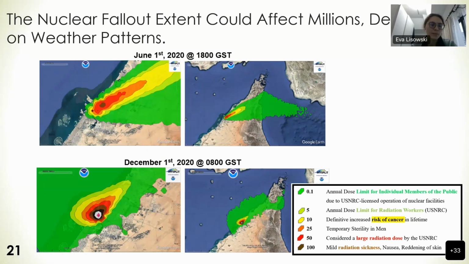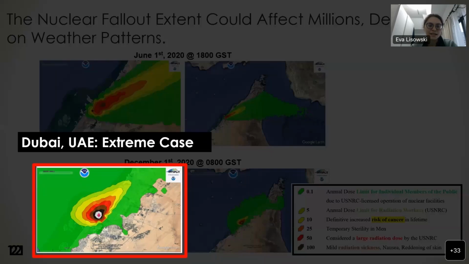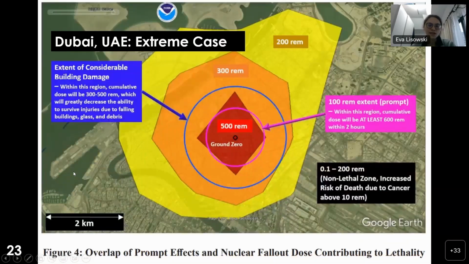But back to the prompt effects and the short-term casualties that we will see. It turned out that, for all the simulations I did, this one case in the Dubai simulations was the most extreme fallout. That means the wind was very low on that day, and so the fallout basically stayed exactly where it was, and we saw very high fallout in the local area. There's a lot going on in this graph, so please ask if you have a question. Basically, there are two important points to consider.